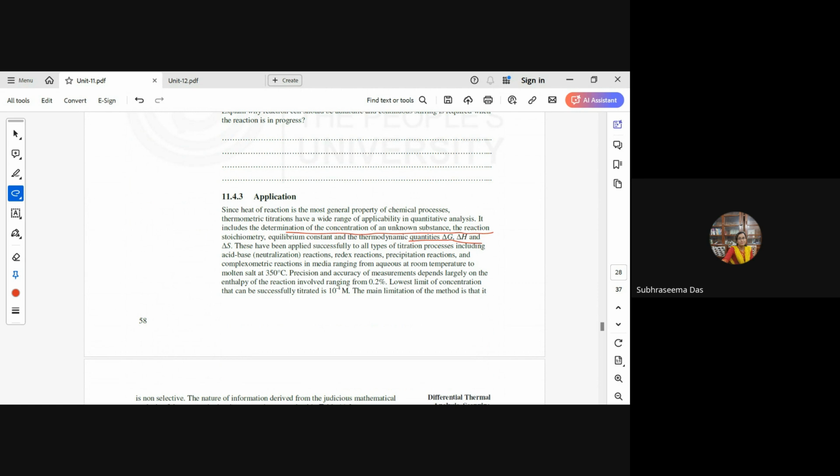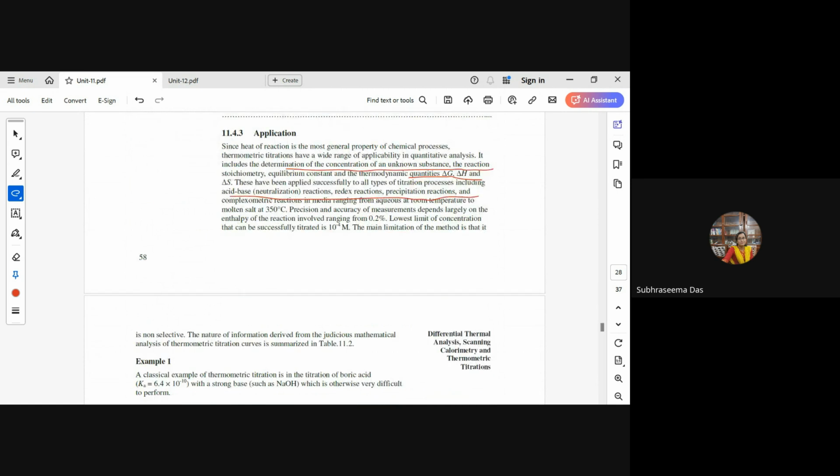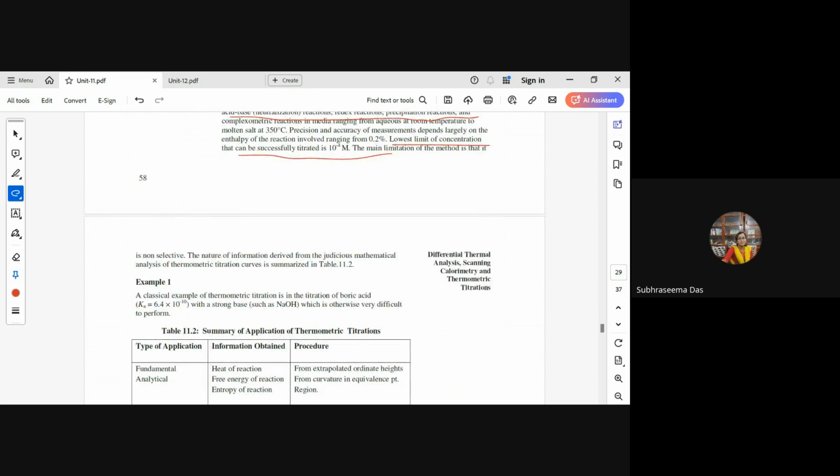These have also been applied successfully to various titration processes such as neutralization titrations, redox reactions, precipitation reactions, and complexometric titrations, ranging in aqueous media from room temperature to 350 degrees centigrade. The lowest limit of concentration that can be successfully titrated is 10 to the power minus 4 molar. However, one of the main limitations of this method is that it is non-selective.